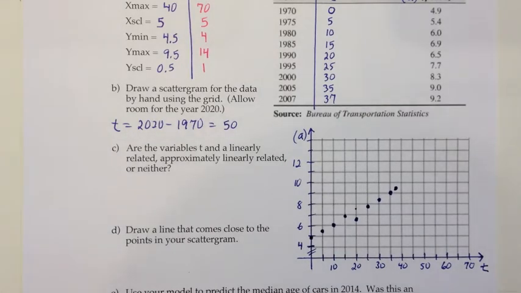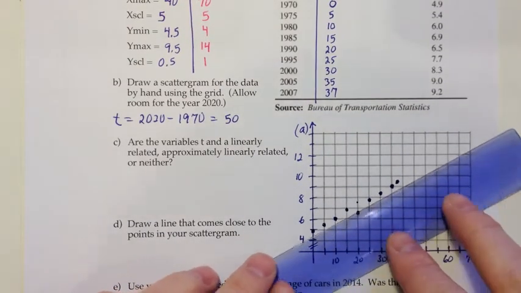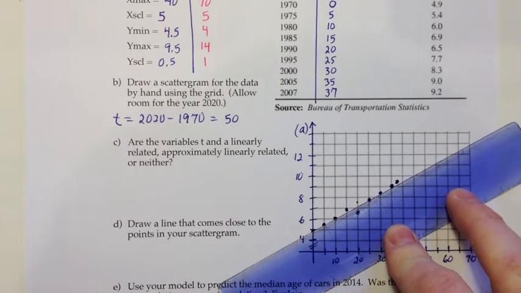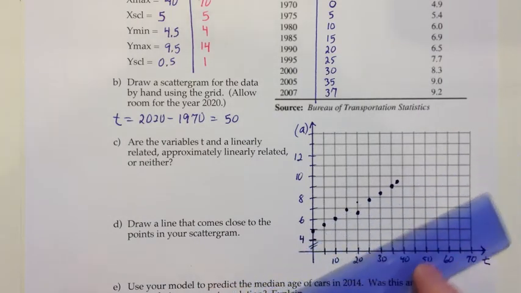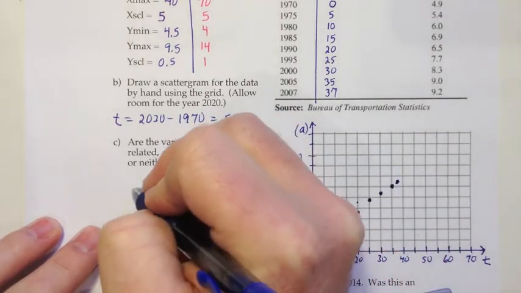Are the variables t and a linearly related, approximately linearly related, or neither? Well, when I look at that graph, it looks to me like there's roughly a linear relationship. I can kind of imagine using the edge of my little ruler here, and it looks like the data roughly follows that. It's not perfectly linear for sure. I couldn't draw a line where it would hit all of those data values, but that line seems to kind of represent the pattern that's going on. So I would say these are approximately linearly related.